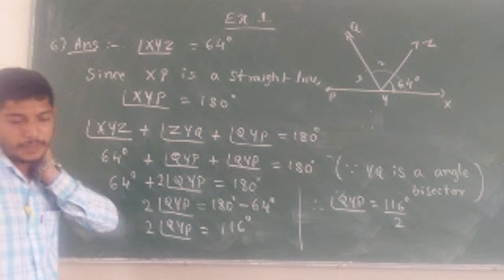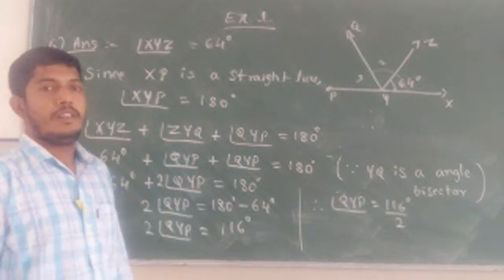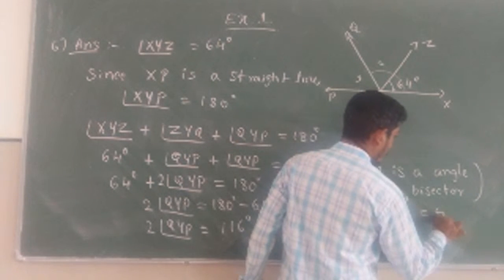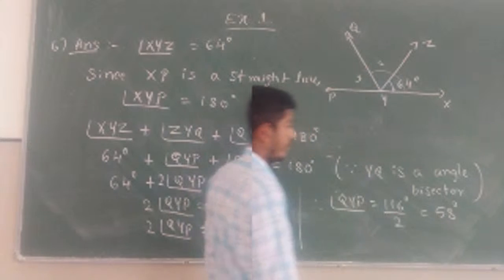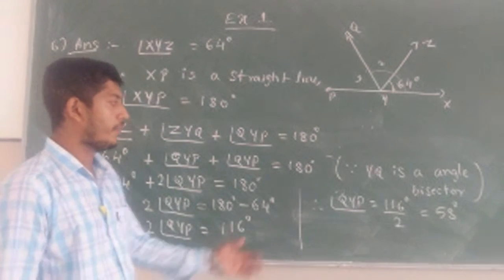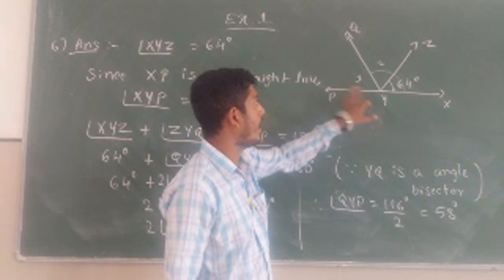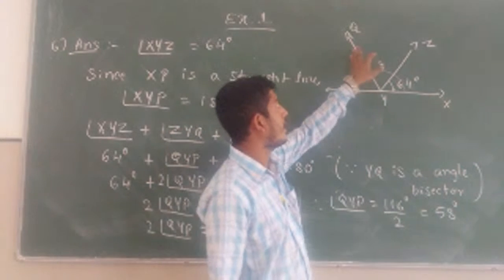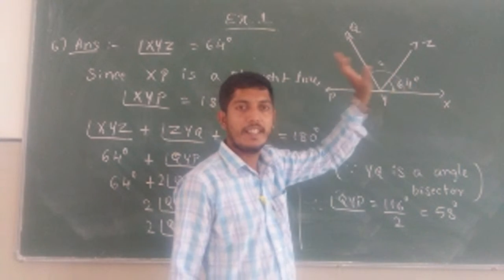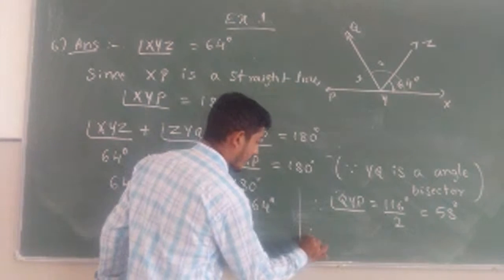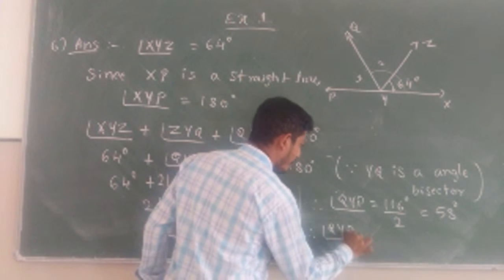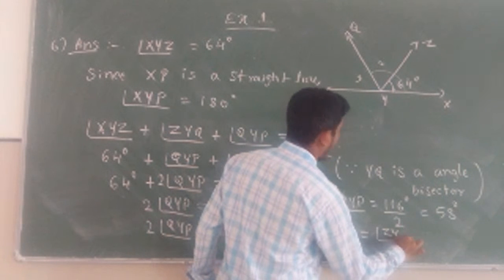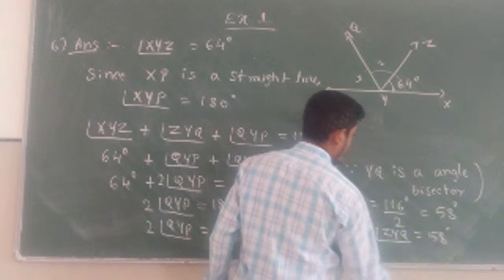Angle QYP is how much? Therefore, that is equal to 58. So now we got angle QYP equal to 58, and we can also write angle QYP is equal to angle ZYQ, which is also equal to 58.